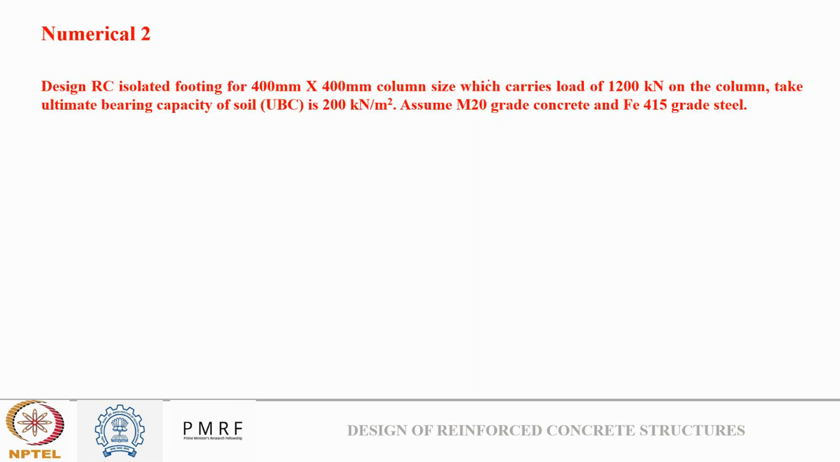We will see: design an RC isolated footing for 400 mm cross 400 mm column size, which carries a load of 1200 kilonewton on the column. Take ultimate bearing capacity of soil as 200 kilonewton per meter square. Assume M20 grade concrete and Fe415 grade steel. So I will pause for 5 minutes, and I will ask you guys to think how to proceed ahead with this solution, and then I will tell the solution.